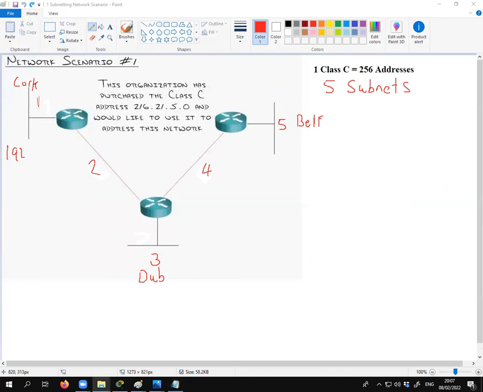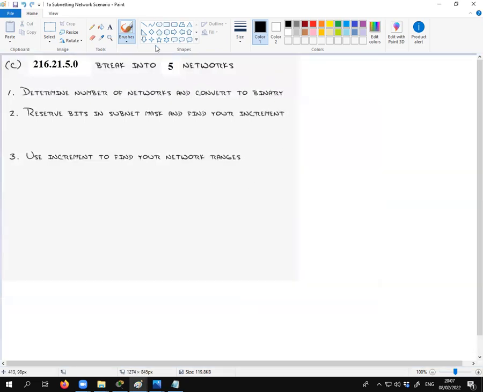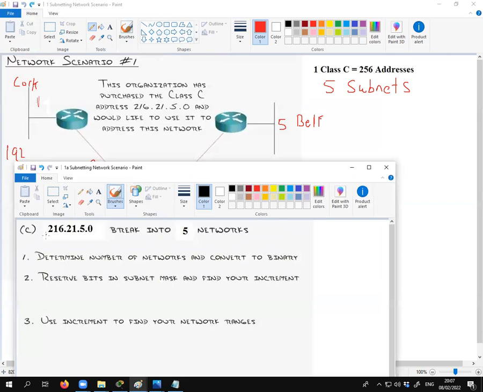So step number 1. This is our question. We have this subnet 216.21.5.0, which is a class C, and we need to divide it into 5 subnets.